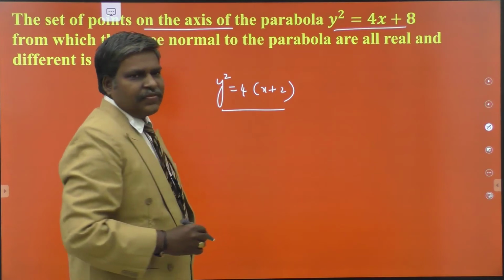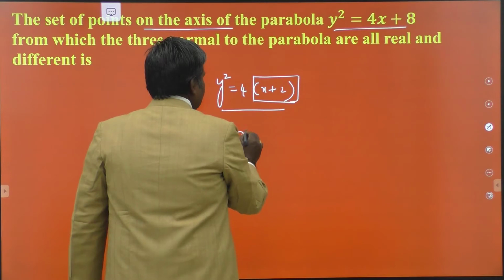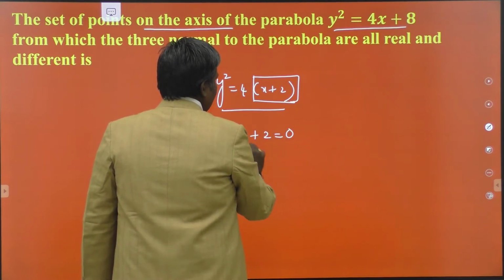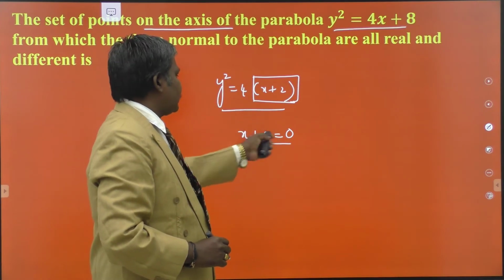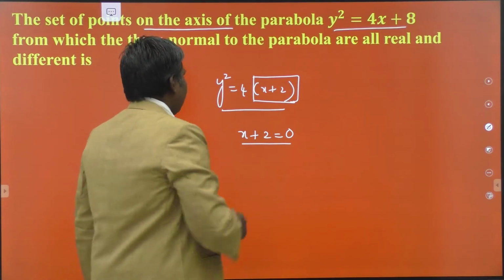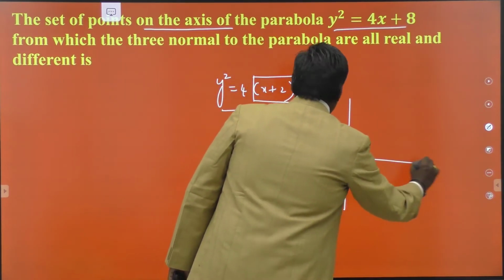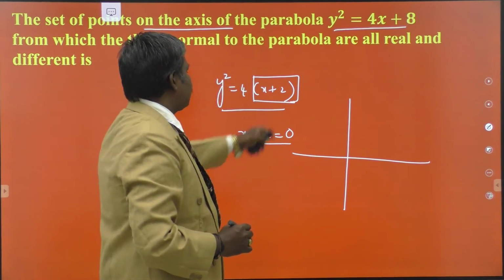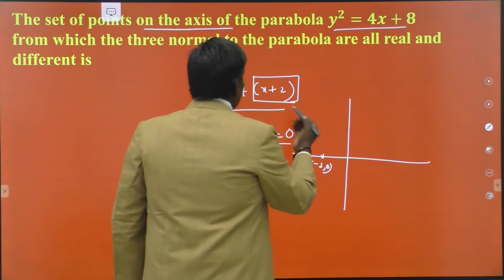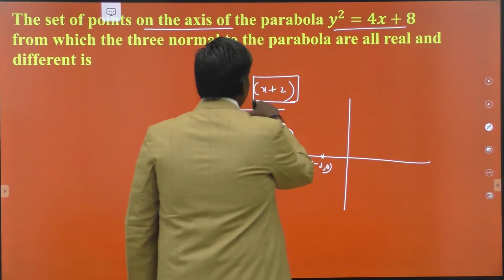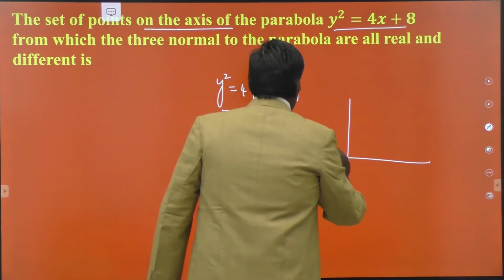So can you write the equation of the axis of this parabola or not? You have to make this expression 0. x plus 2 equal to 0, is it the axis of the parabola? For y square equal to 4ax, x equal to 0 is the tangent at vertex. For y square is equal to 4 times of x plus 2, what is the vertex of the parabola, my dears? Minus 2 comma 0, and the axis is along the x-axis, because y equal to 0 is the axis of the parabola.